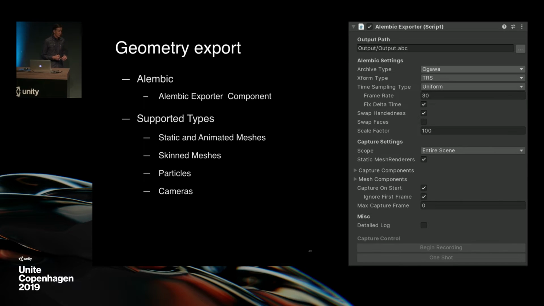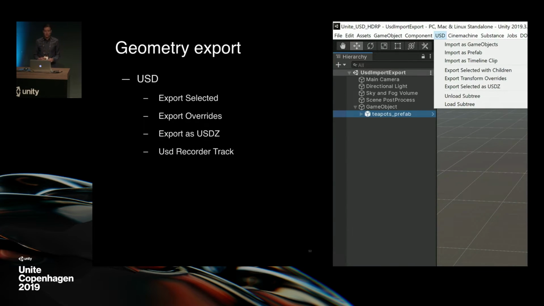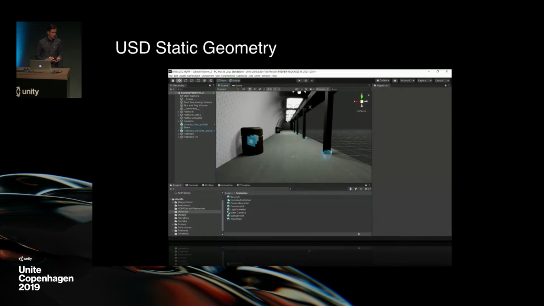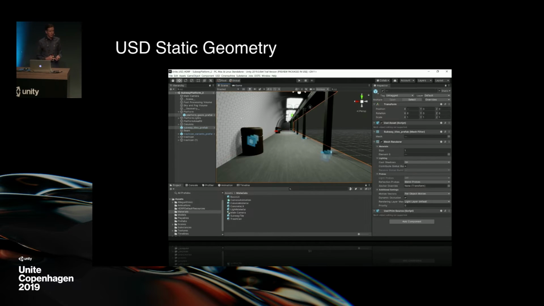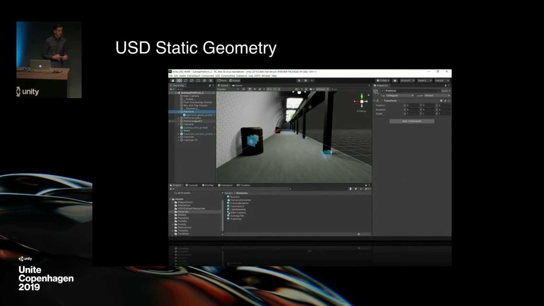One thing to be aware of is when you're exporting animated meshes, you need to make sure to disable the static mesh renderer checkbox. For geometry export from USD, you can just do some of this through the menu. There's export selected, overrides, USDZ, which I won't talk about, and the USD Recorder track for exporting animated USD files. For exporting static USD geometry, I can simply select my objects inside of the scene, select the option from the menu, and write that out.